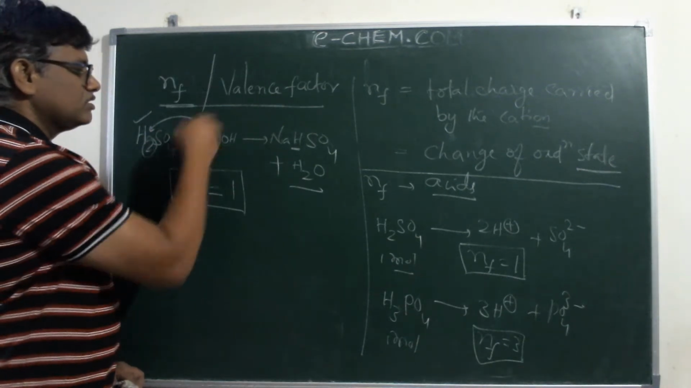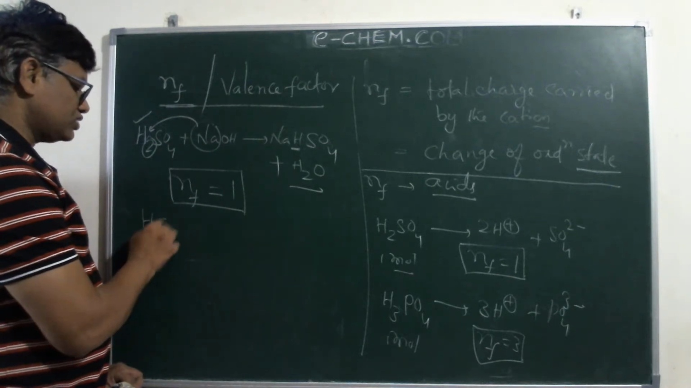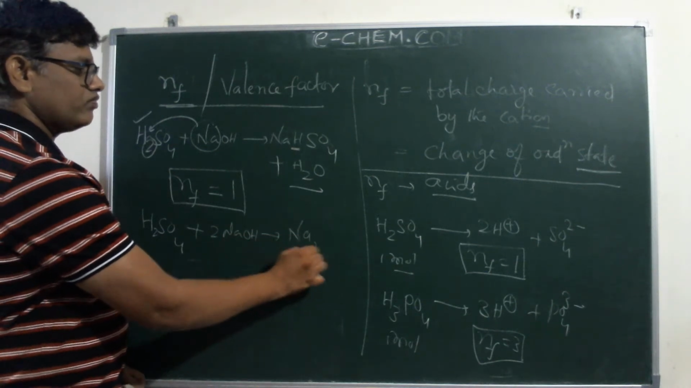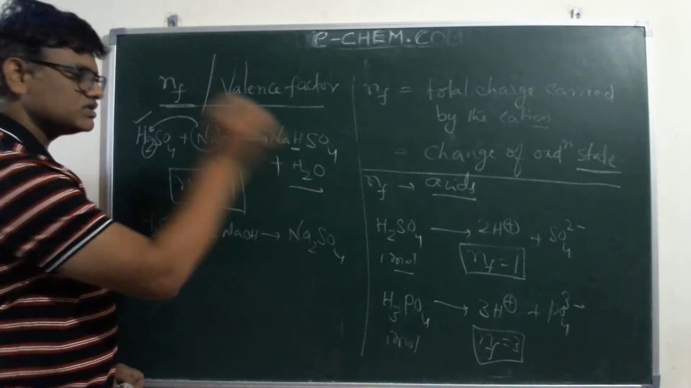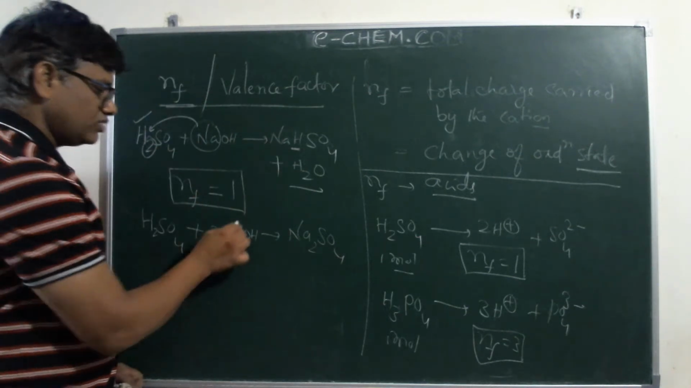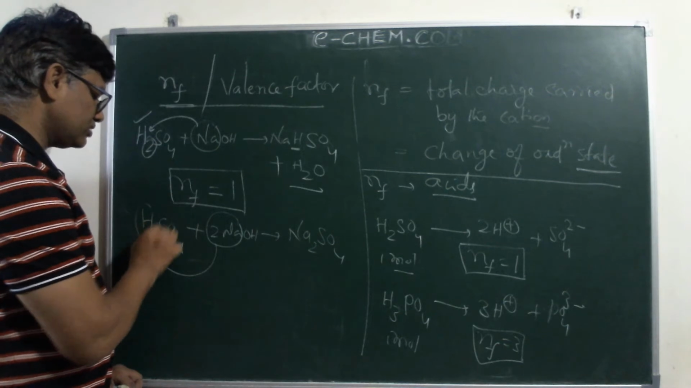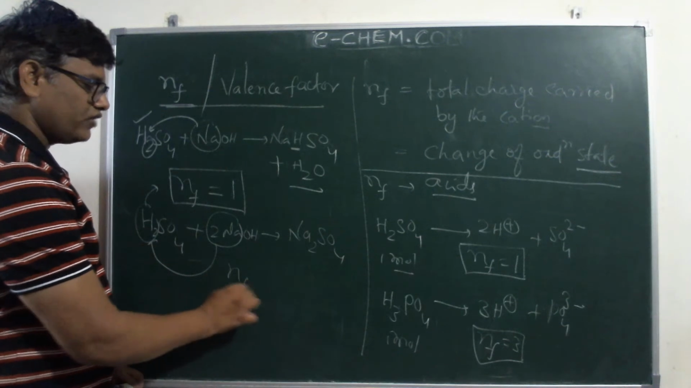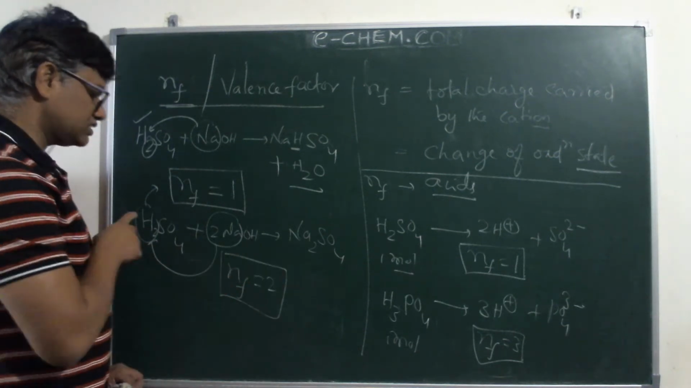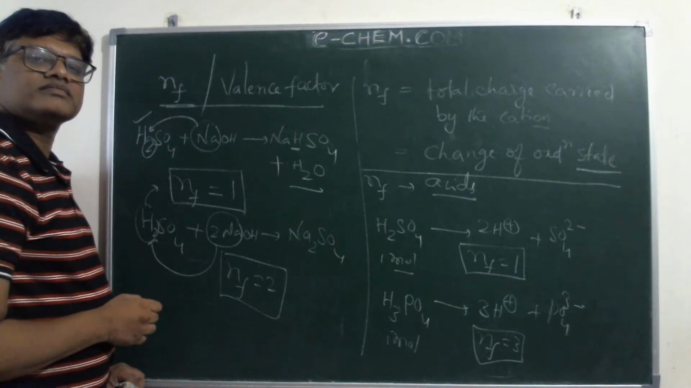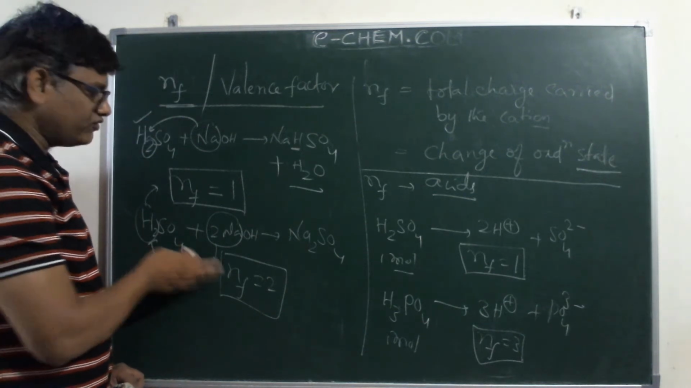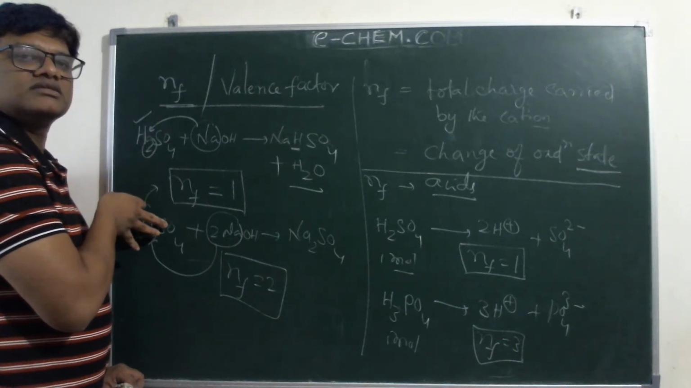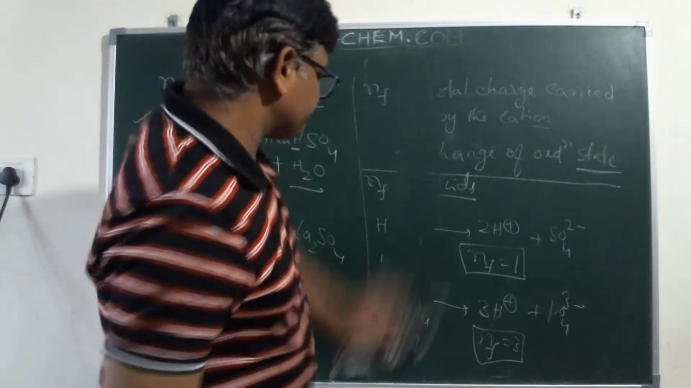In the same reaction, I am taking H2SO4 treated with 2 moles of NaOH, giving Na2SO4. Both hydrogens are replaced here. 2 sodiums are replacing the 2 hydrogens. Therefore, the n factor is taken as 2 for H2SO4 in this reaction to calculate the equivalent mass. So the n factor is changing here, and the equivalent masses will also change in the calculations.